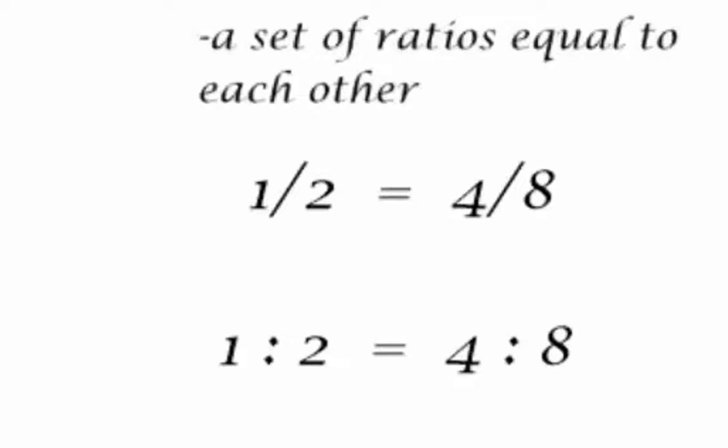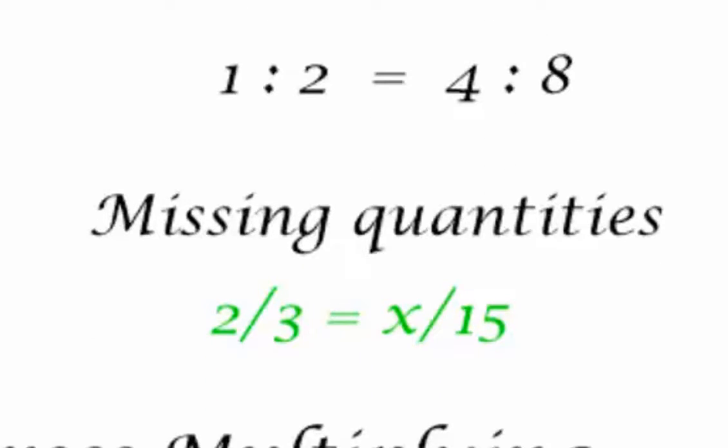If I look at it, I have 1/2 equals 4/8. By ratios, I can look at 1 to 2 is the same as saying 4 to 8. Now I can use this to find missing quantities. I could say 2/3 equals x over 15, and I can go ahead and solve for that x.